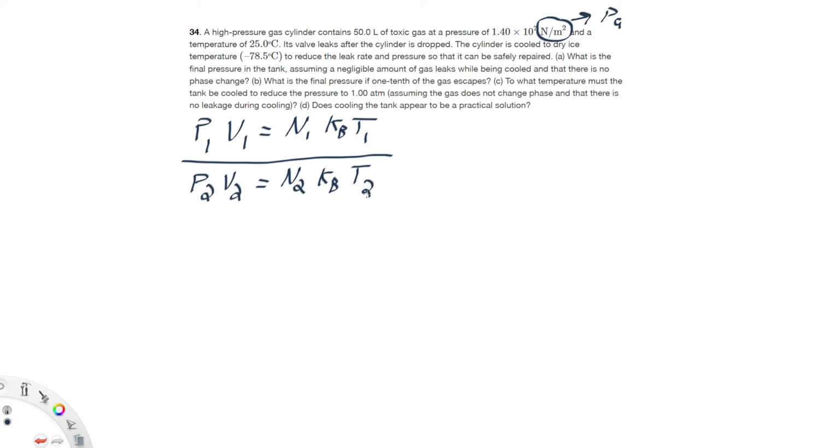So here, we're containing it in the same cylinder, so the volume isn't going to change. The amount, we're not allowing it to leak out, hopefully, so the amount of gas is going to stay the same. Boltzmann's constant is a universal. And so we get P1 over P2. And if someone calls this Boyle's law or whatever, I'm going to lose it.